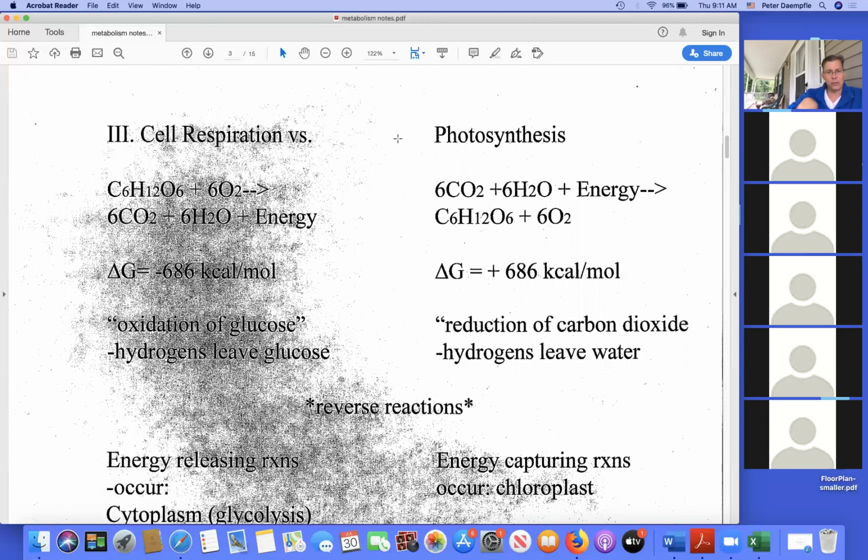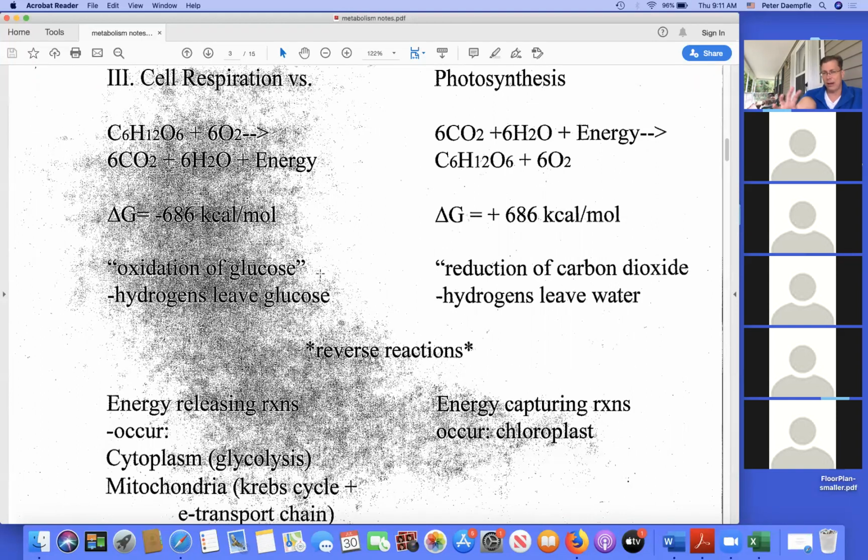The opposite is cell respiration. When we take in food, right, like this, C6H12O6, that's glucose, we use oxygen literally in our mitochondria to produce carbon dioxide that we breathe out, water vapor, and energy. We say that each reaction is opposite of the other. Delta G is the amount of free energy given off. For cell respiration, 686 kilocalories per mole is given off. For photosynthesis, exactly the opposite is absorbed to create the glucose molecule. So these are opposites of each other.